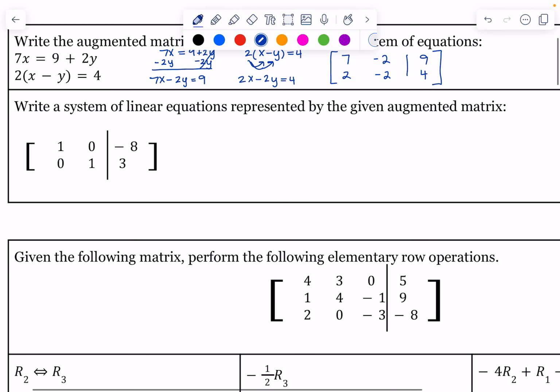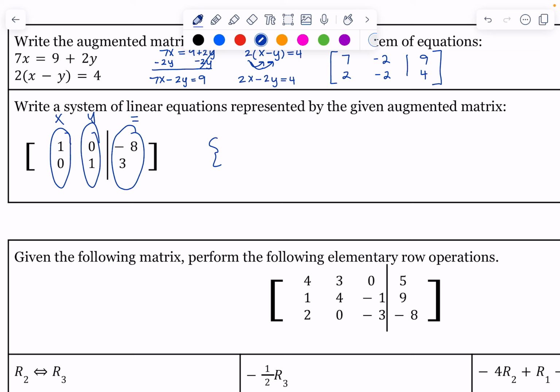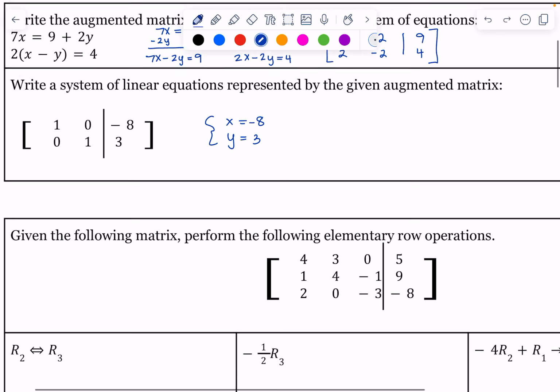All right, for this next one, it says write a system of linear equations that represent the given augmented matrix. So we're going backwards from the previous problem. Here, this first column is x, this second column is y, and the last column is the equal sign. For the first one, I have 1x is equal to -8. And for the second one, I have 1y is equal to 3. There's really not much to that one because of these zeros here, which cancel out the other variables.